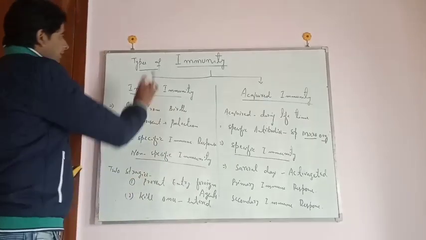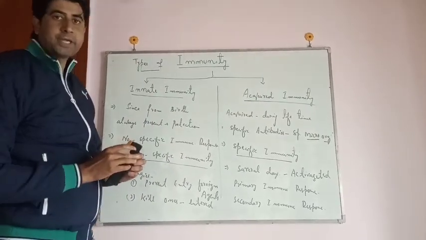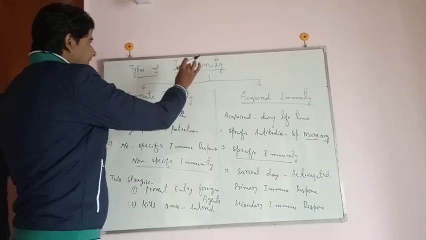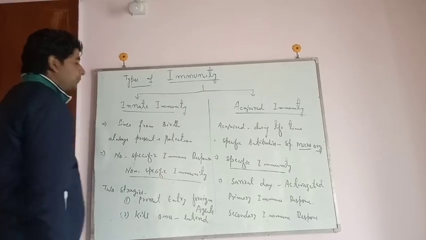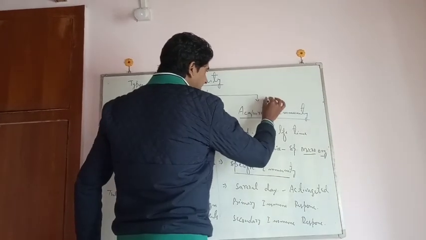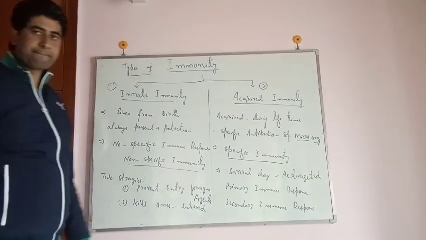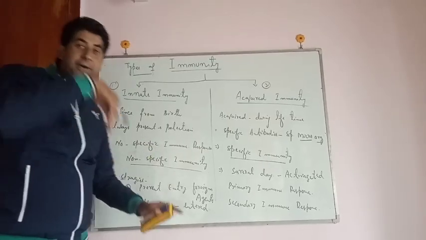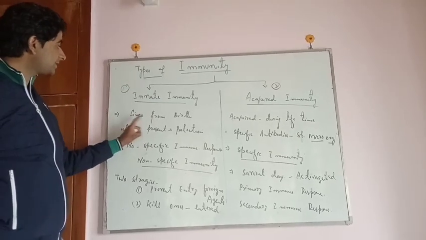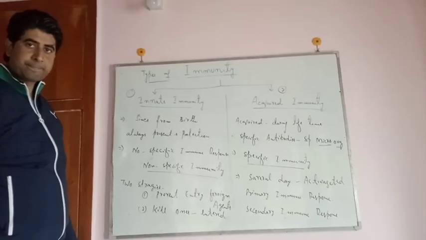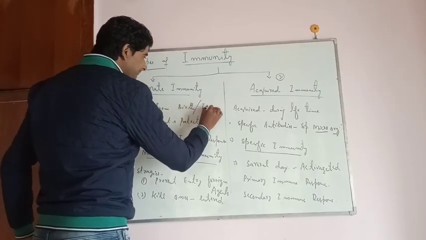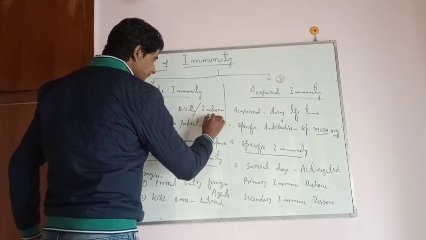Now, the types of the immunity. Immunity की कितनी types हैं? So broadly speaking, the immunity has been classified in the two types. Number first one is the innate immunity, and number next is the acquired immunity. Innate का मतलब है inborn, means that immunity which is present since from the birth. So that is why इसको हम कह सकते हैं inborn immunity भी.